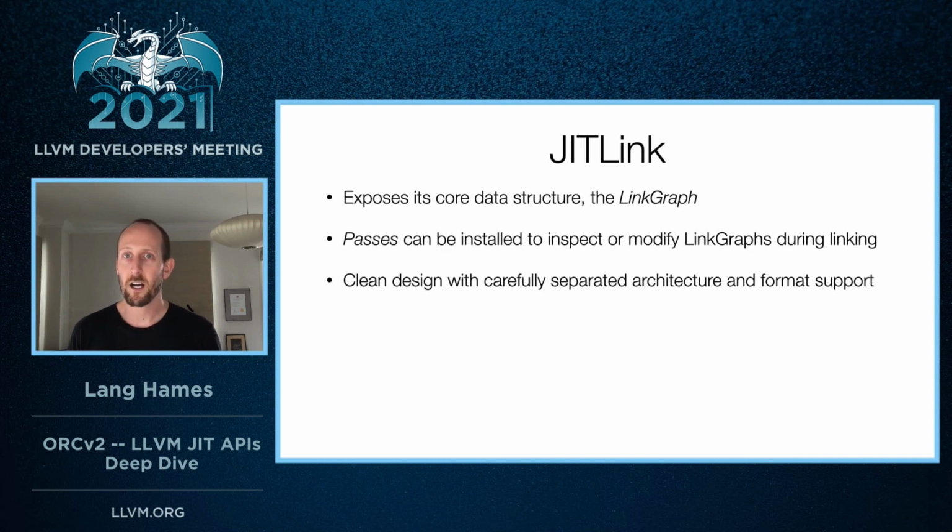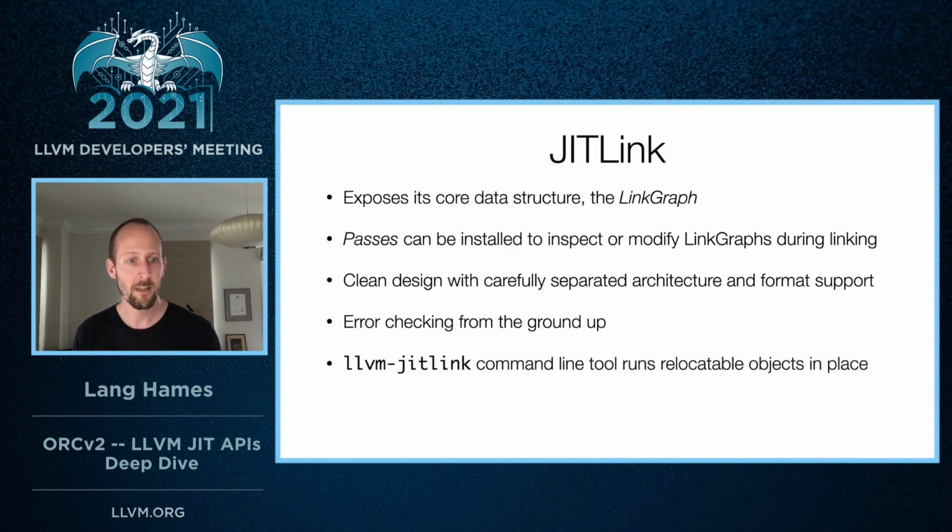JITLink has a nice clean design. We have carefully separated architecture and format support, as I'll show in a minute. We have error checking from the ground up. So we check your object files as we're parsing them, and we range check your relocations as we're applying them. In the spirit of LLVM, we have a command line tool that's a thin wrapper around this library that lets you run relocatable object files directly from the command line without linking them first.